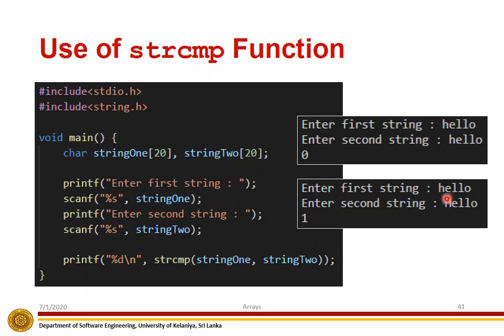Here the ASCII value for simple h is 104 and for capital H is 72. All the other ASCII values are the same. So the ASCII value of the first string is greater than that of the second. It will print 1, because when comparing, string 1 is greater than string 2. If we use capital H here and simple h here, it will print -1, because string 2 is greater than string 1.